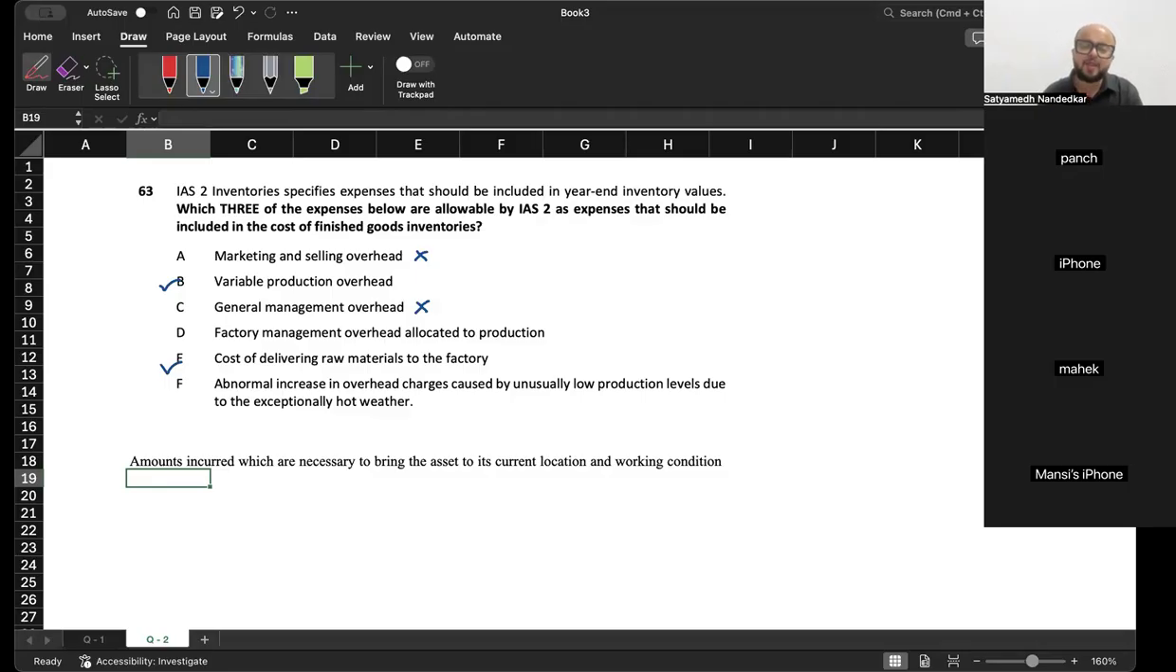Then abnormal increase in overhead charges caused by unusually low production levels. This relates to allocation of overhead, so not so relevant. And look at option D. What is option D? Factory management overhead allocated to production.